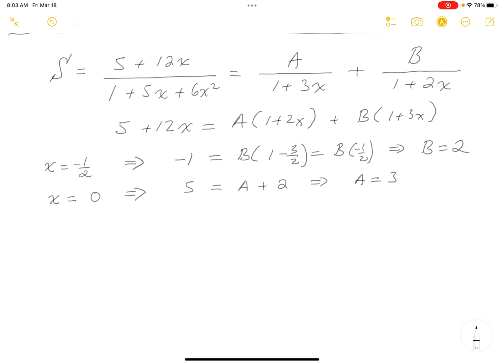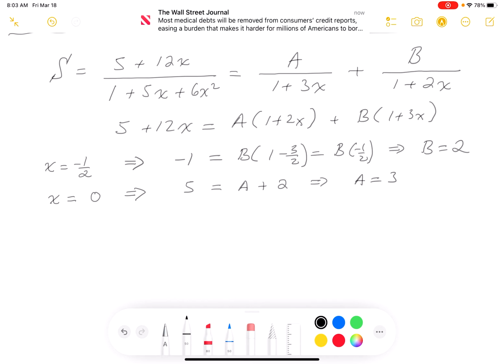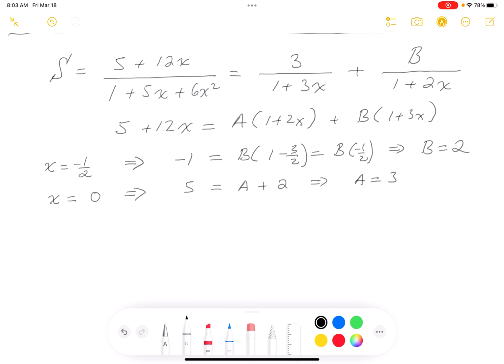So I'm ready to put that in now. I'll get my eraser out. So the a is 3. And the b, let's get my eraser out over here, is 2. All right, this is another milestone to meet, and it's an important milestone because it's going to allow you to move forward. So I get 3 over 1 plus 3x. I get 2 over 1 plus 2x.